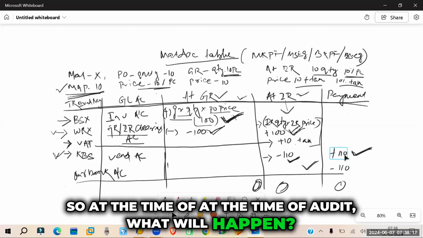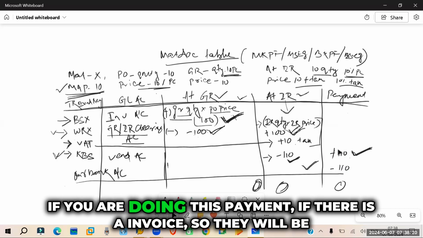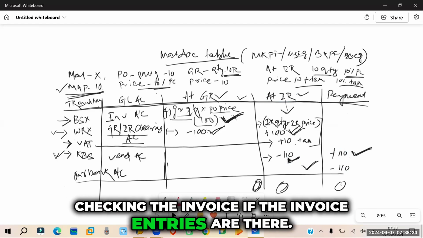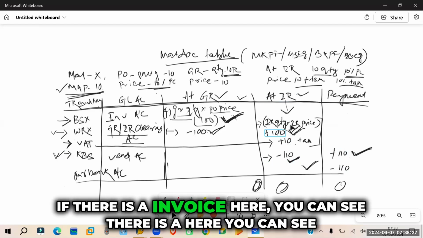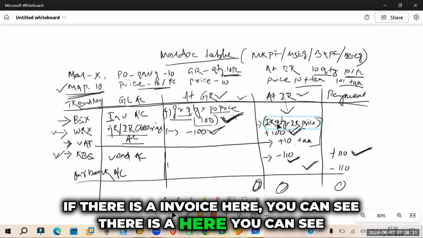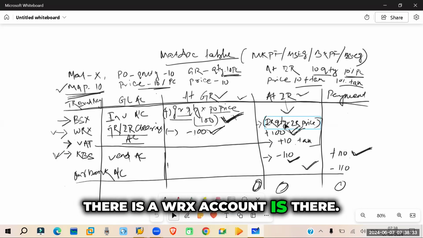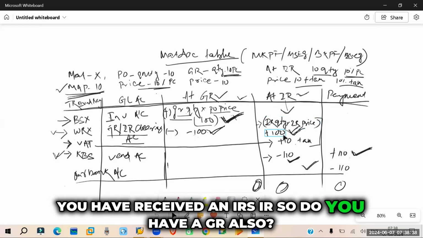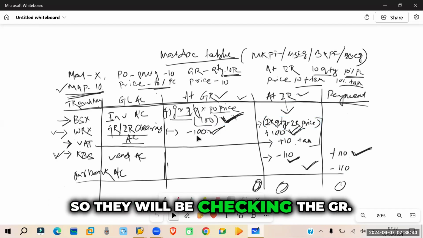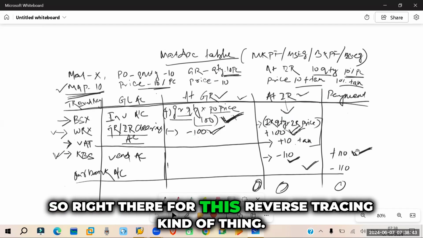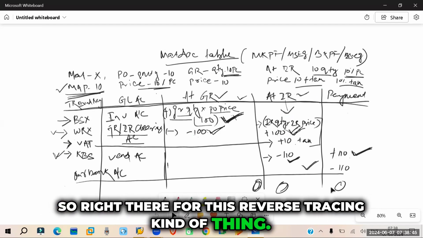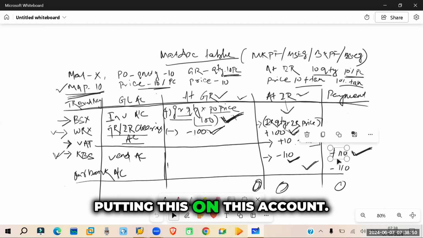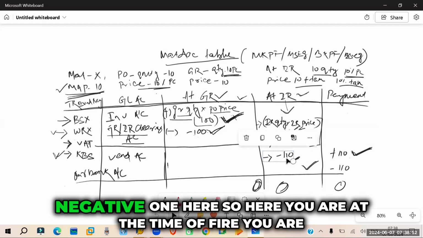At the time of audit, what will happen is they will trace it back. If you are doing this payment and there is an invoice, they will be checking the invoice entries. If there is an invoice, here you can see there is a WRX account. So now they will check, okay, you have received an IR, so do you have a GR also? They will be checking the GR. Through this reverse tracing, they will be able to know that you are putting this on this account, so this account should be negative here.